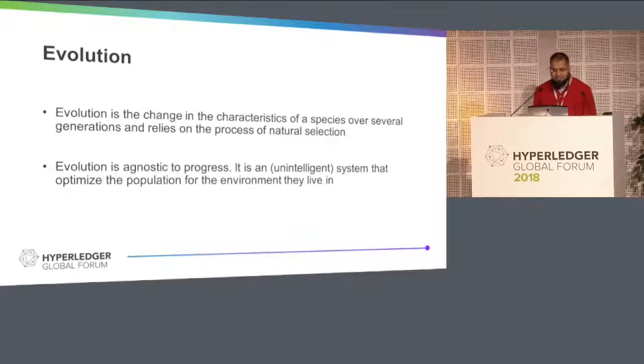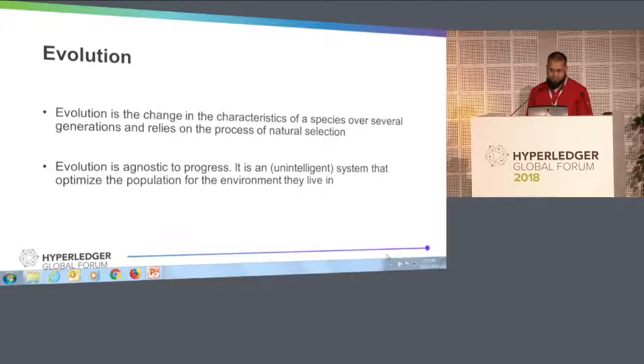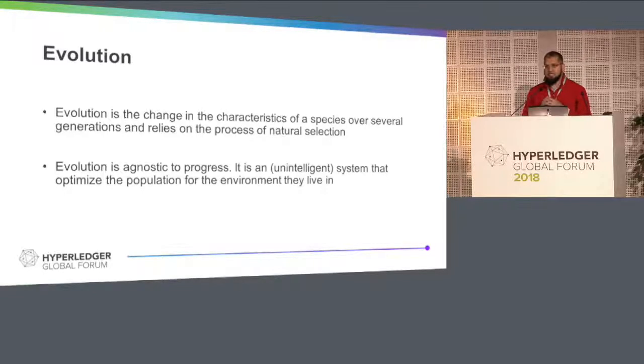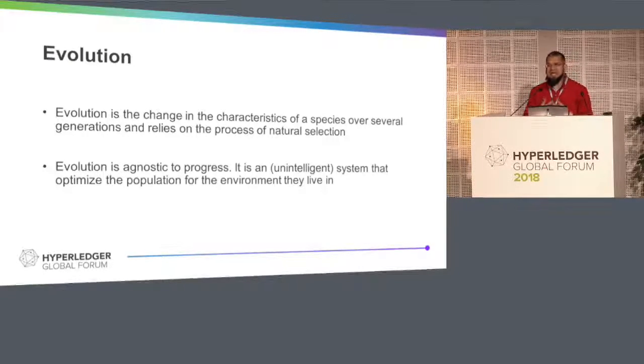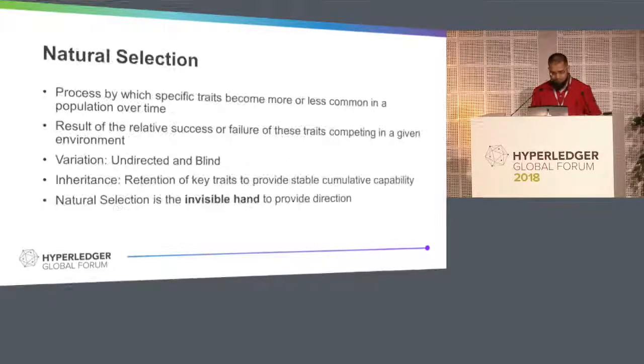Evolution is the change in the characteristics of a species over several generations and relies on the process of natural selection. And we'll talk about what natural selection is. But one problem with evolution is whenever we talk about it, we always think of better. That's not true. Evolution is agnostic to progress. It is quite blind. It's only optimizing you for the environment you are living in. It can be good, it can be bad. It can be good now, it can be bad 10 years later.